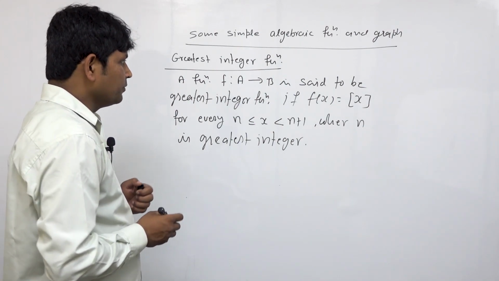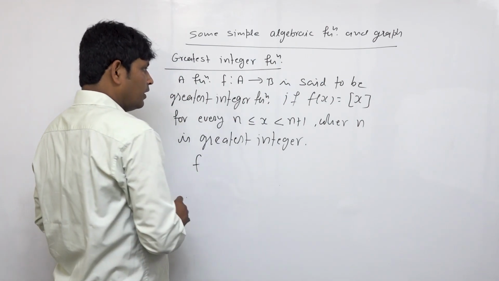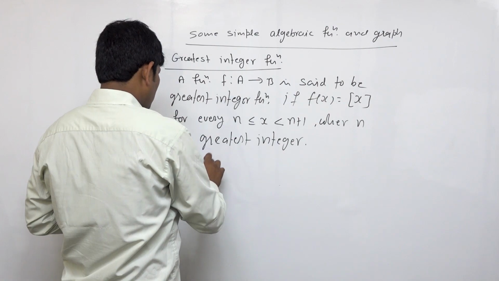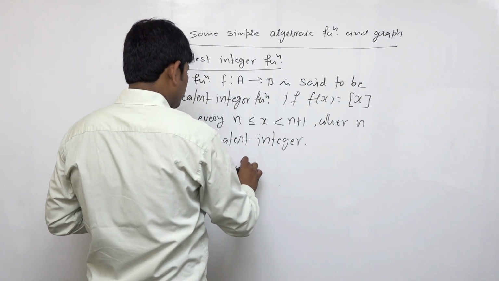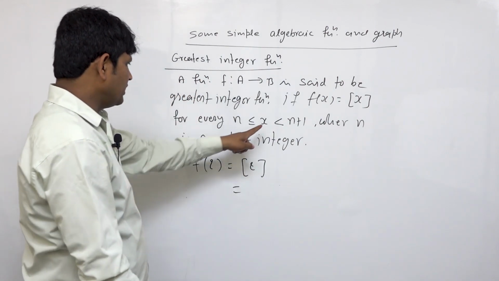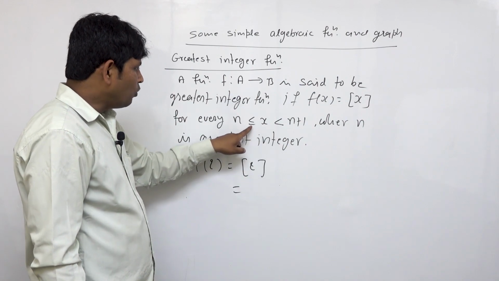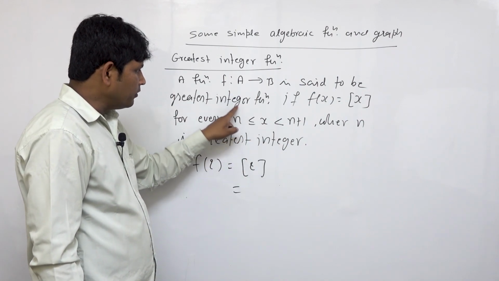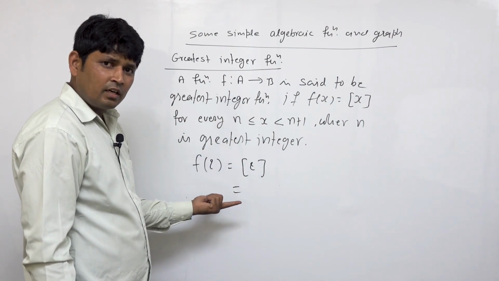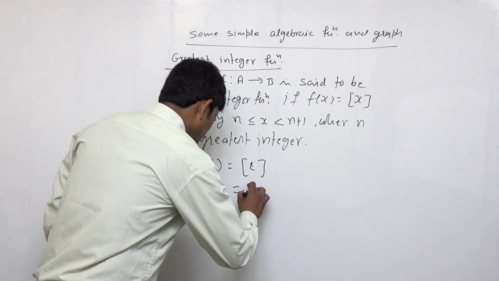So what does it mean? Suppose I write f(2). Here x is 2. So what value do we have to take? Because of the equal to sign here, we always have to take this value. 2 is an integer, so the answer is just 2.